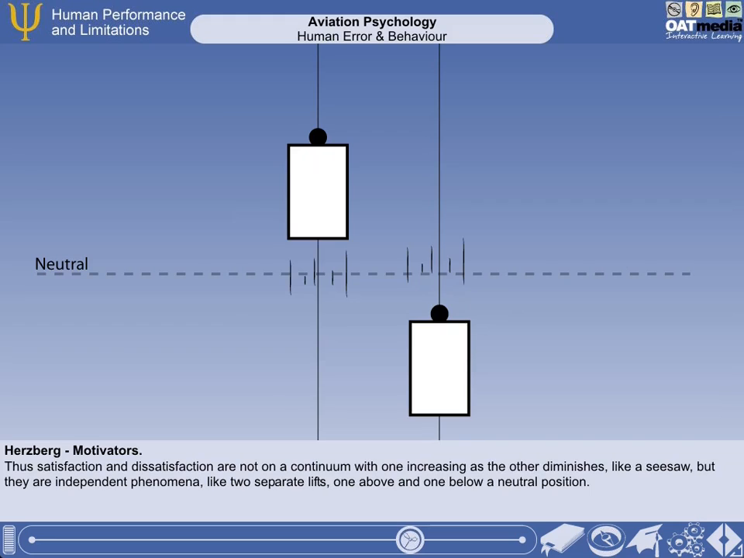Thus, satisfaction and dissatisfaction are not on a continuum, with one increasing as the other diminishes, like a seesaw, but they are independent phenomena, like two separate lifts, one above and one below a neutral position.